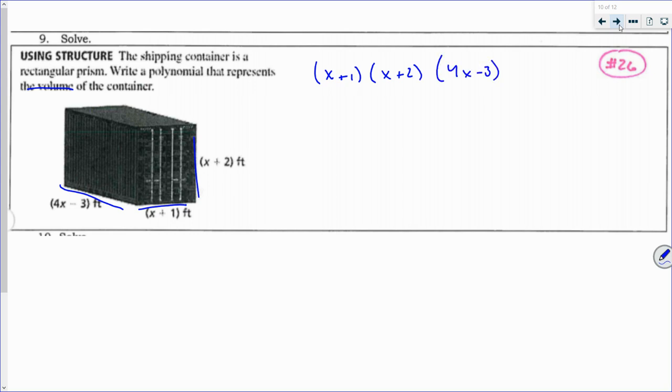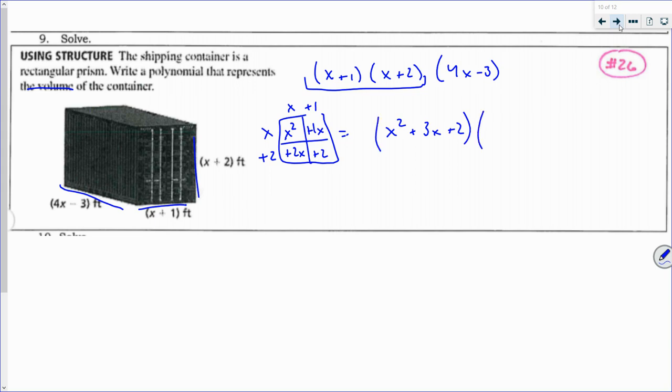Similar to part 1 video where we had to multiply 3 things together, I'd encourage you to take 2 of them and put them together. If you have to, use a Punnett square. Figure out that it's x squared plus 1x plus 2x plus 2, making it x squared plus 3x plus 2.